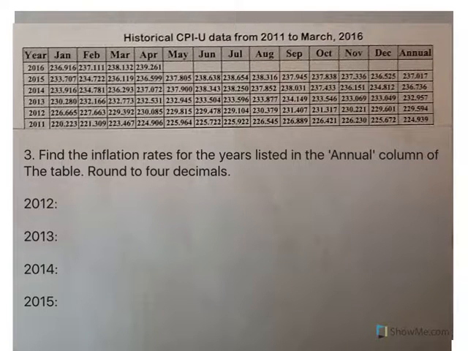We're now going to use this CPI chart to find the inflation rates for the years in the annual column, because we can find from month to previous month, but we can also go by years. So for 2012, if we want to find the inflation rate, remember, inflation rate is relative change, and that's new minus old divided by old. So for 2012, 2012 would be new, so what would we use for old? Well, the old would be 2011.